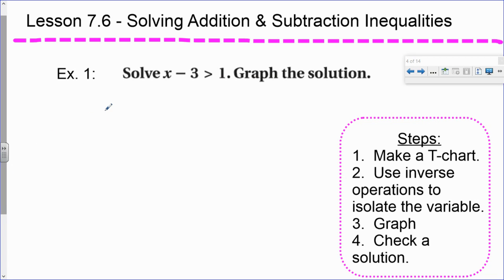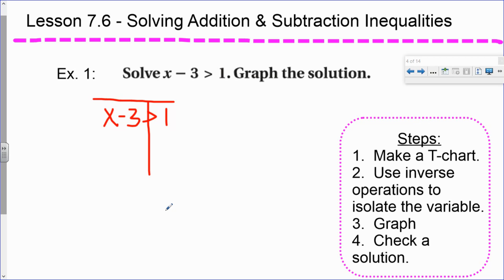So the first thing, we're going to write the inequality, and please excuse my scribbly scratches here because I do not have a marker. I'm doing it with my mouse. And we're going to make a t-chart. We don't have an equal sign to make the t-chart through, so we're just going to go right through the inequality sign. So there we go.